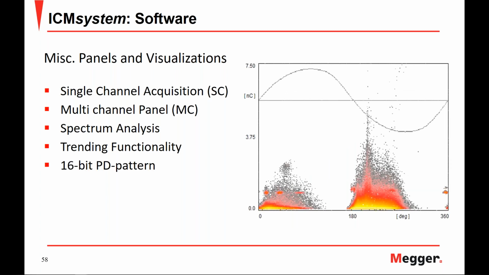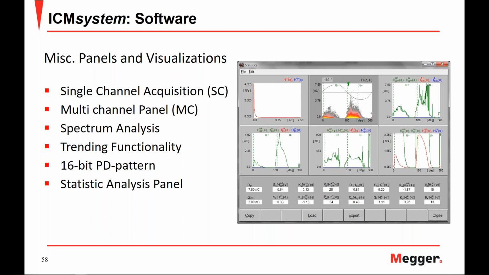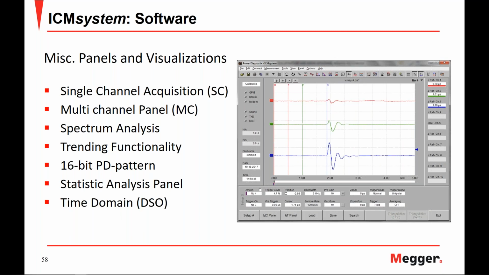You have the statistic analysis panel. Jumping forward, you have the 16-bit partial discharge pattern for your high resolution phase resolved partial discharge pattern. Then you have your statistical analysis pattern that provides many different things such as skewness, partial discharge detection level, an IEC detection level, and more. And finally, your time domain analysis that allows for comparison of your 3 stator windings in the time domain.